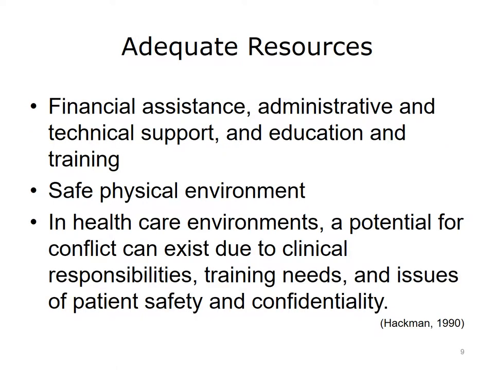The final element in the organizational structure area is that a team needs to be provided with adequate resources. These resources can come in a variety of forms, from financial support to equipment to training and technical assistance. Other dimensions of adequate resources is in the provision of a safe physical environment, an aspect that is faced all too often by healthcare providers in conflict zones or visiting nurses who are traveling into dangerous urban areas.